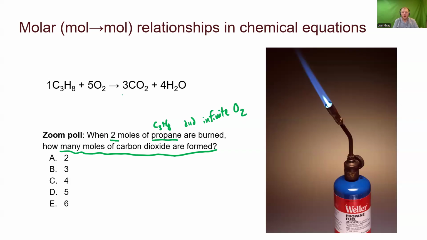So you could rephrase this and say, when 2 moles of propane and infinite O2, how many CO2 are going to form? Answer in the chat based on this. Essentially, the 2 is the only number that you need to worry about to answer this question. Add to the chat the number of molecules of CO2 that are going to be formed. You're absolutely right. It is 6 because this is a ratio. I always like to look at it as 1 to 5 produces a 3 to 4 ratio.